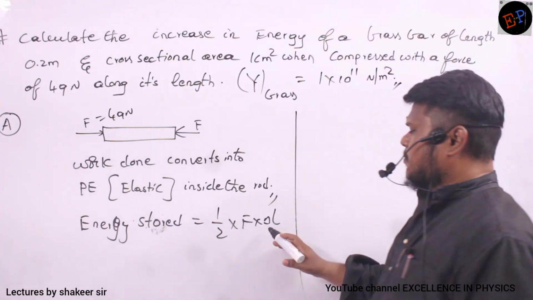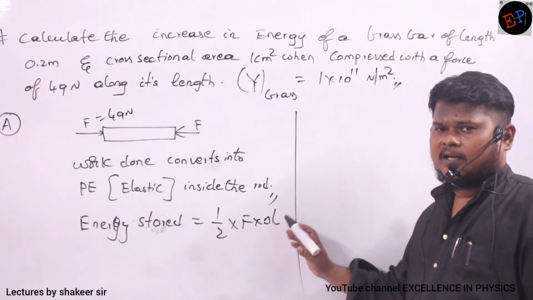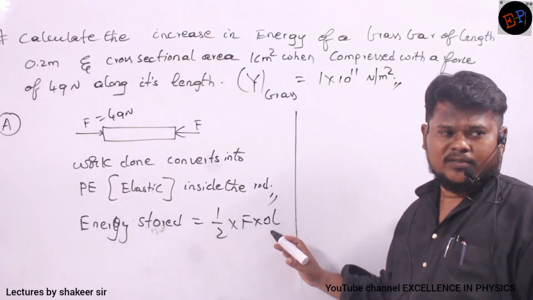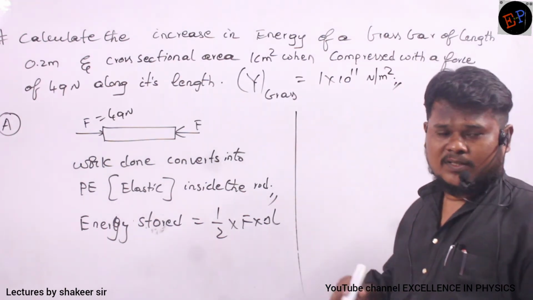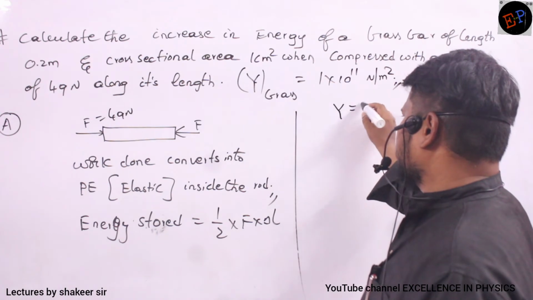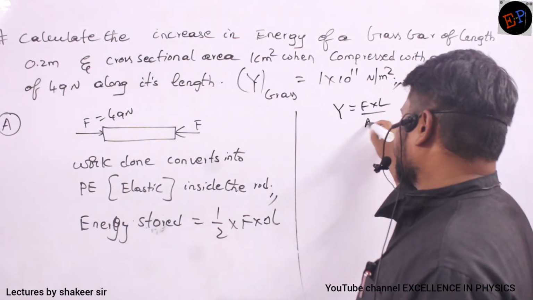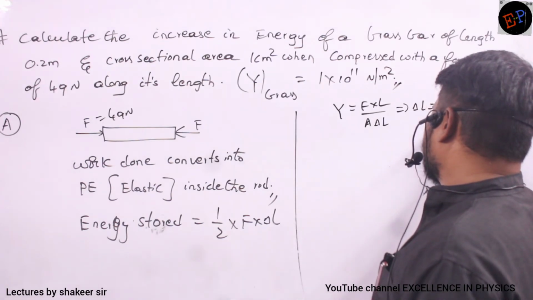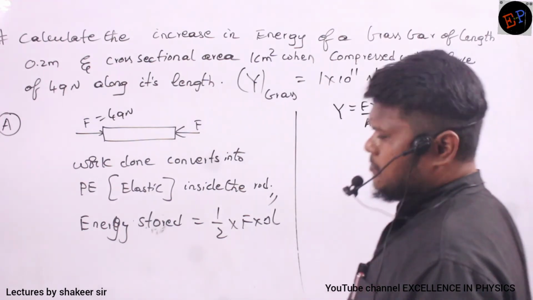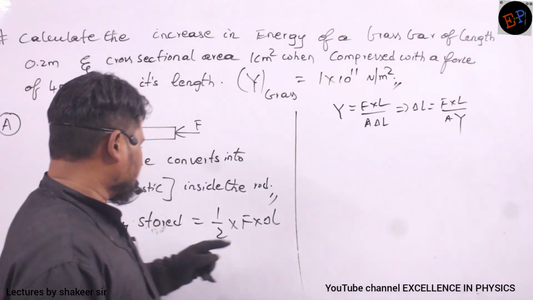But here is the compression given? Is delta L given? No. Then how can I do it? But delta L I can find from the Young's modulus. What is the formula for Young's modulus? F into L by A into delta L. So therefore from this, delta L is how much? F into L by A into Young's modulus. Clear? So take this value and substitute here.